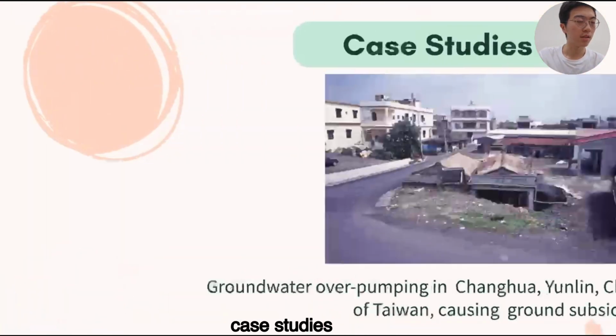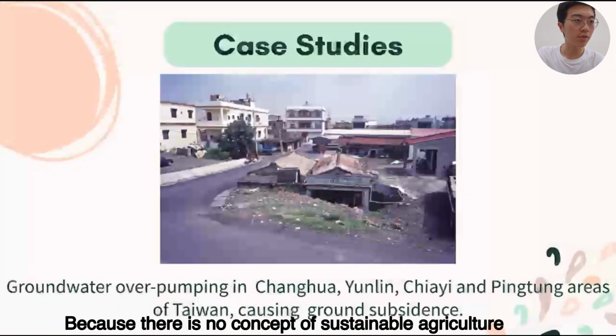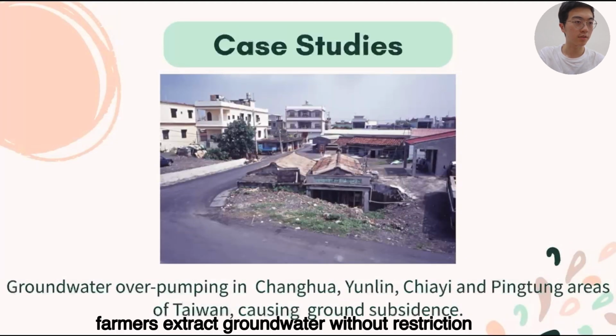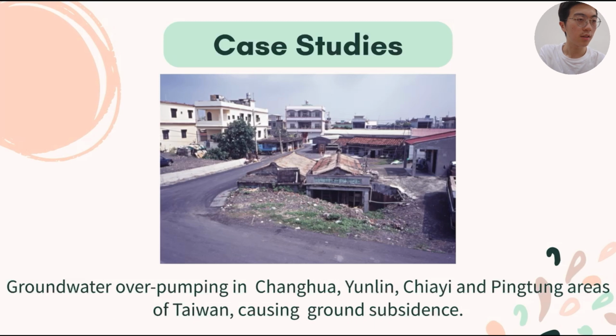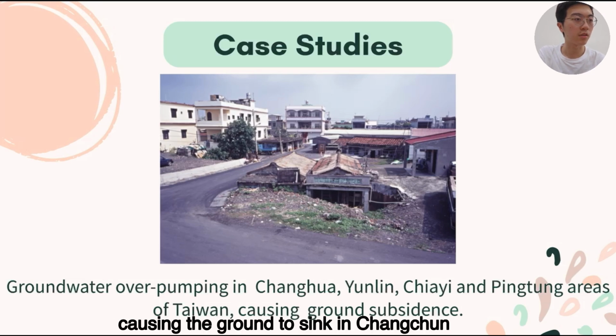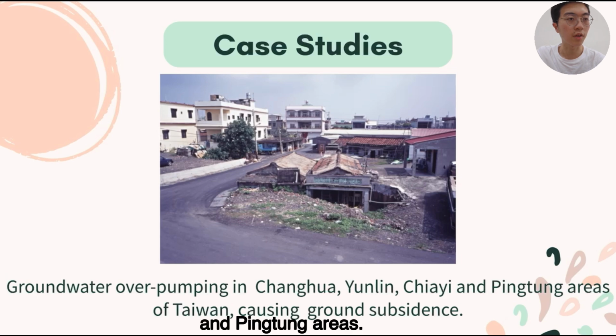Case studies. Because there is no concept of sustainable agriculture, farmers extract groundwater without restriction, causing the ground to sink in Zhanghua, Yunlin, Jiayi, and Pingdong areas.